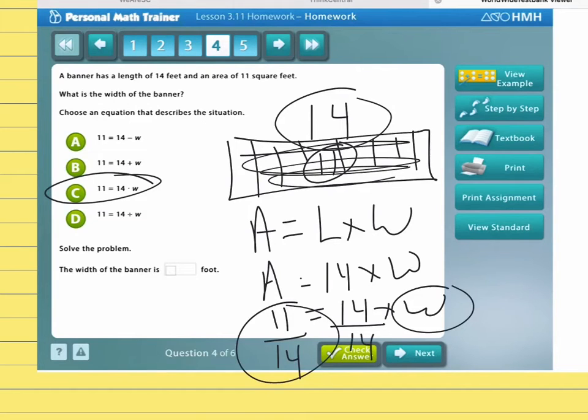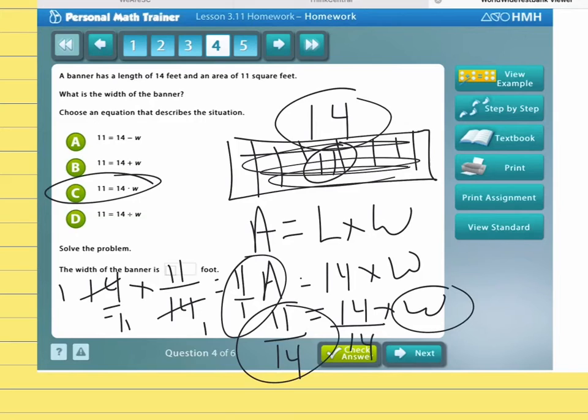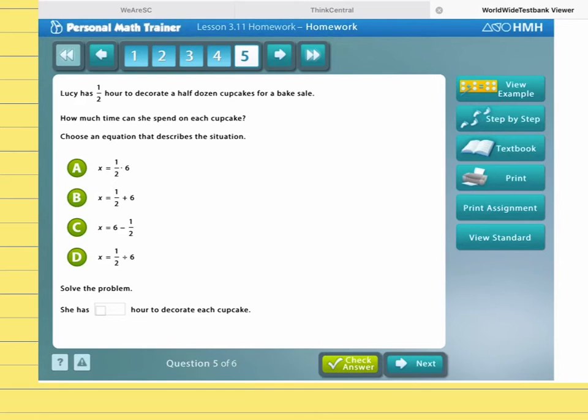And let's check that. So is 14 times 11/14 equal to 11? And you can see here it is because you slash and dash. 1 times 11 is 11. 1 times 1 is 1. So it is 11. So the answer here, the width of the banner should be 11/14 feet long.